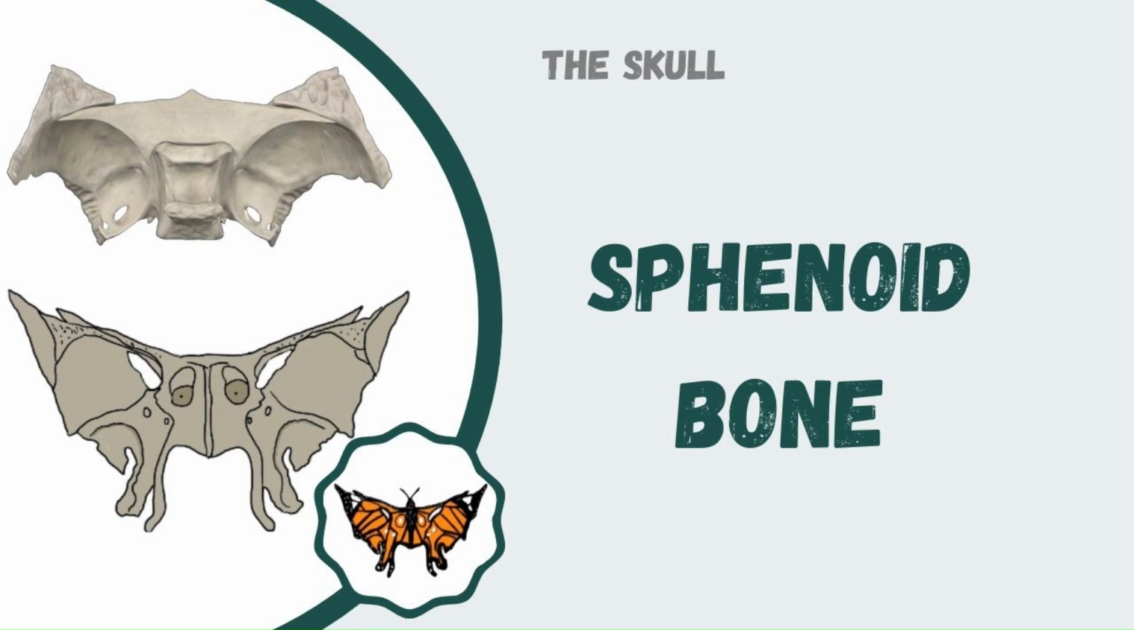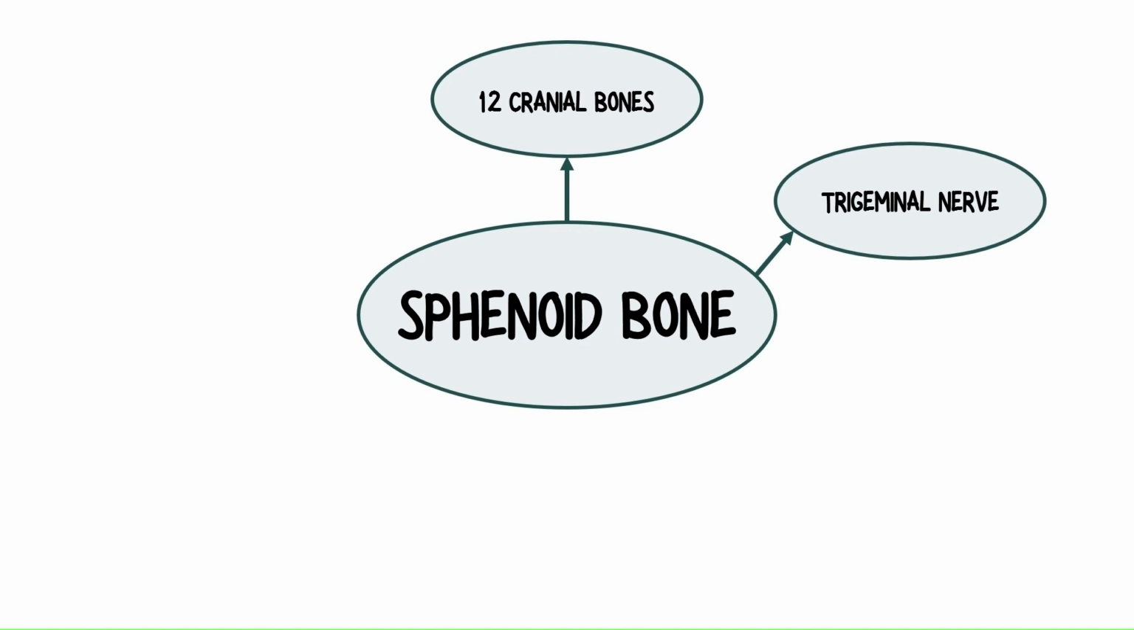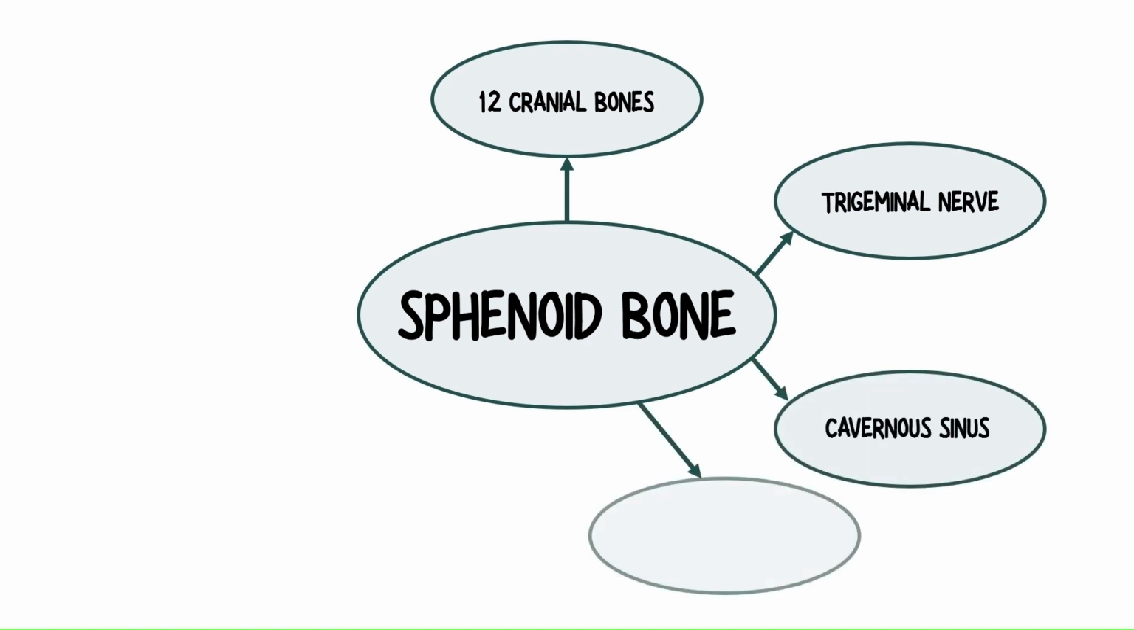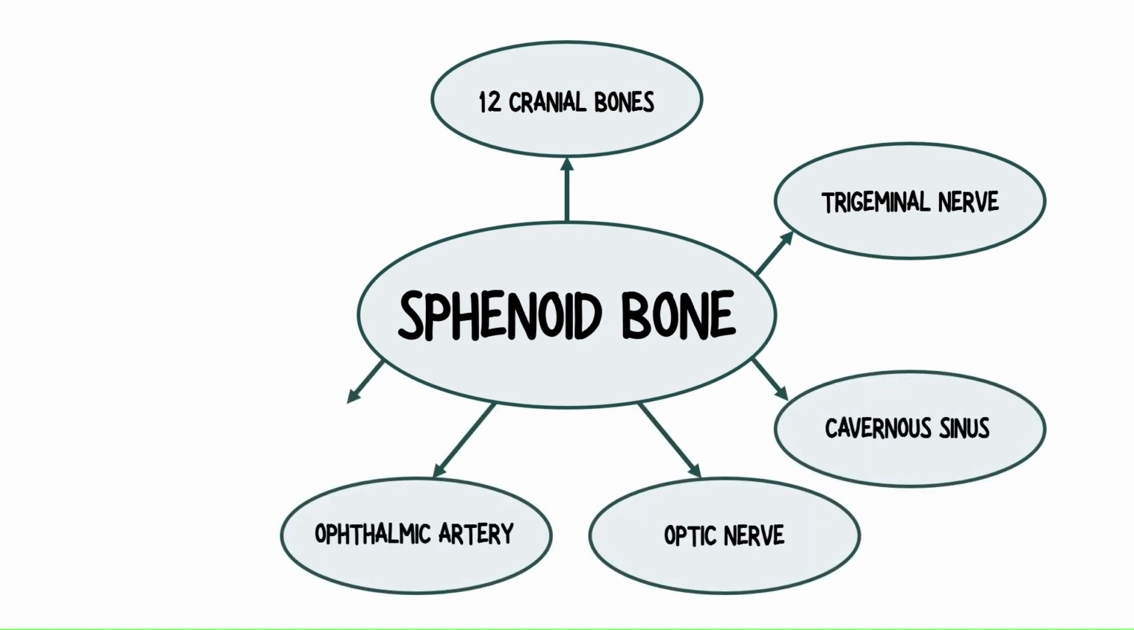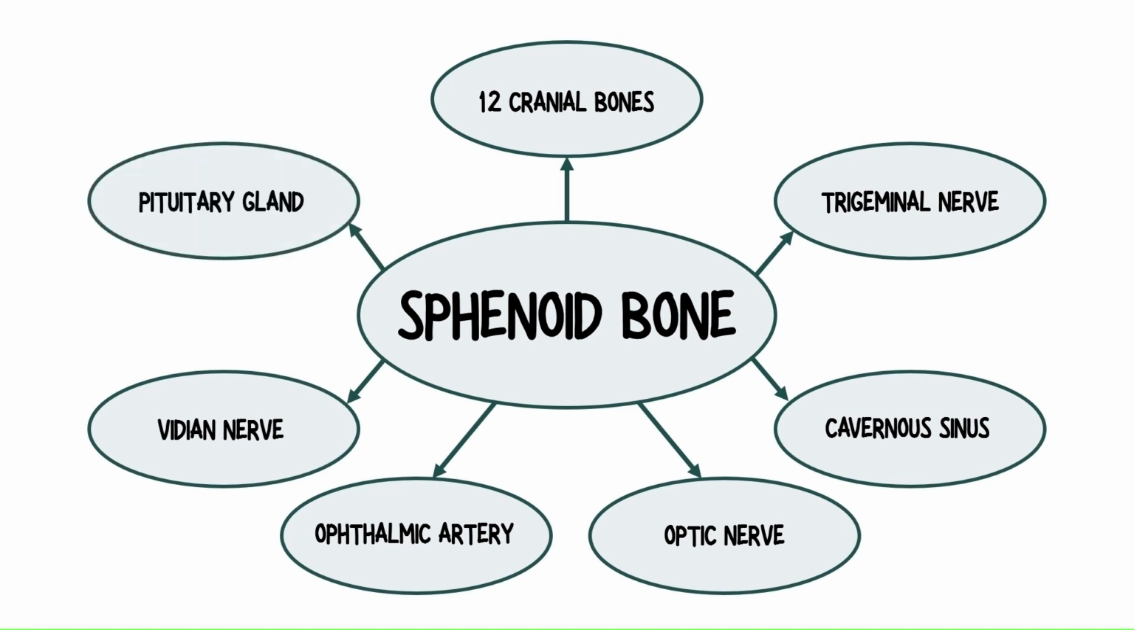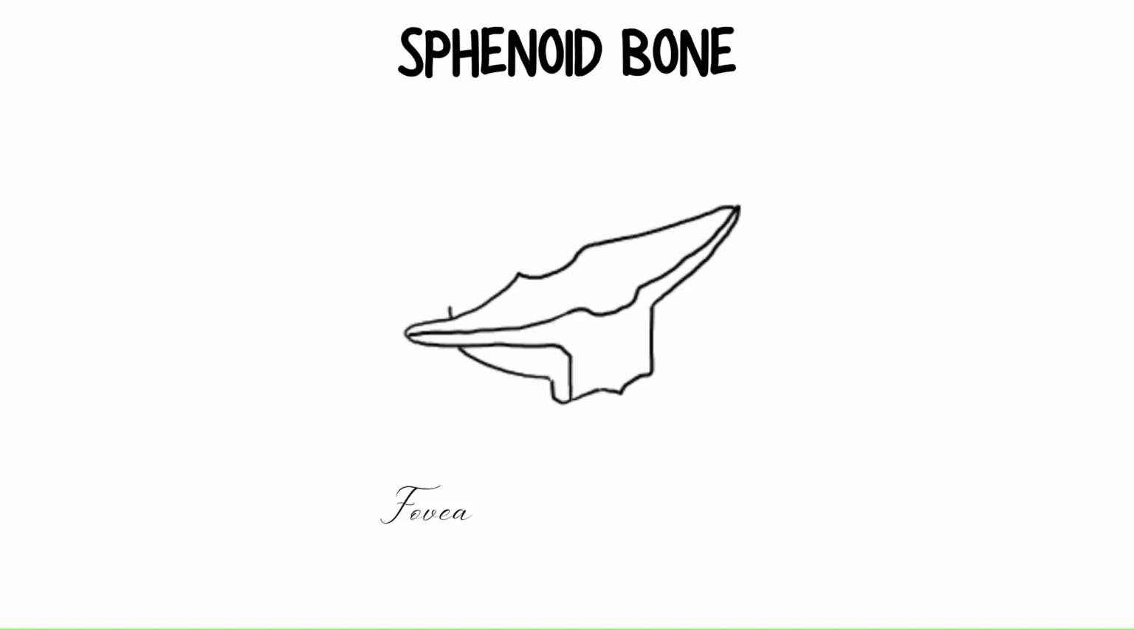Hi everyone! Today we discuss the bony portion of the skull, starting with one of the most important cranial bones, the sphenoid, an unpaired bone of the neurocranium that is placed in the middle of the cranial base and joins with 12 bones and communicates with the trigeminal nerve, cavernous sinus, optic nerve, ophthalmic artery, vidian nerve, and the pituitary gland. The sphenoid can be subdivided into 3 parts.